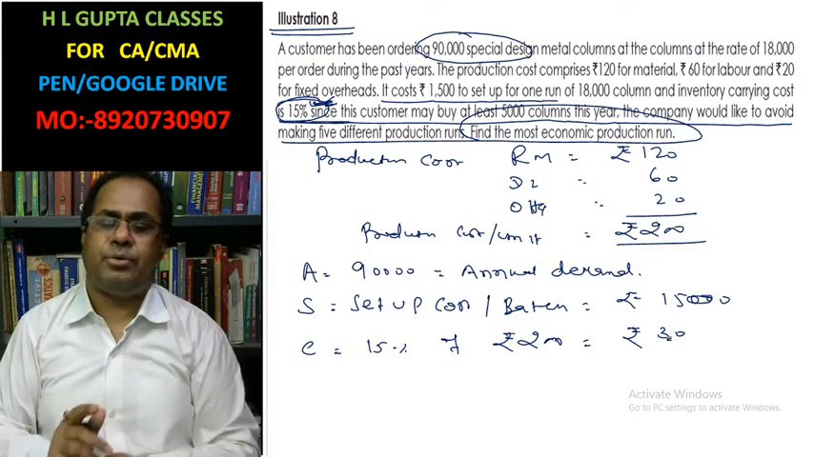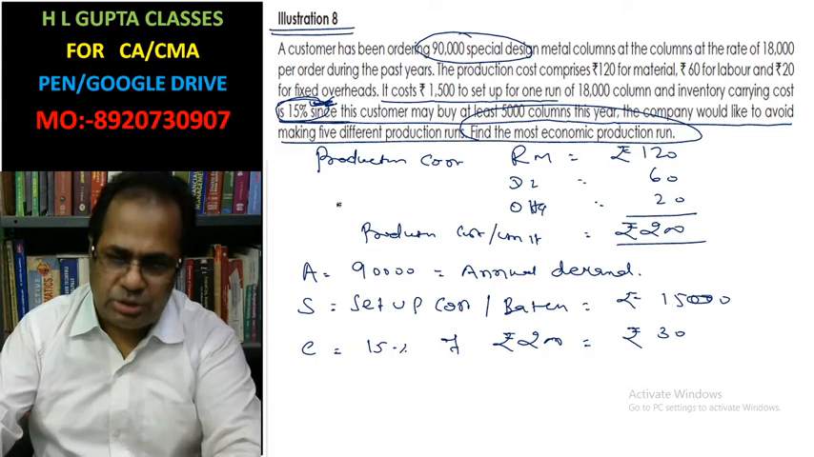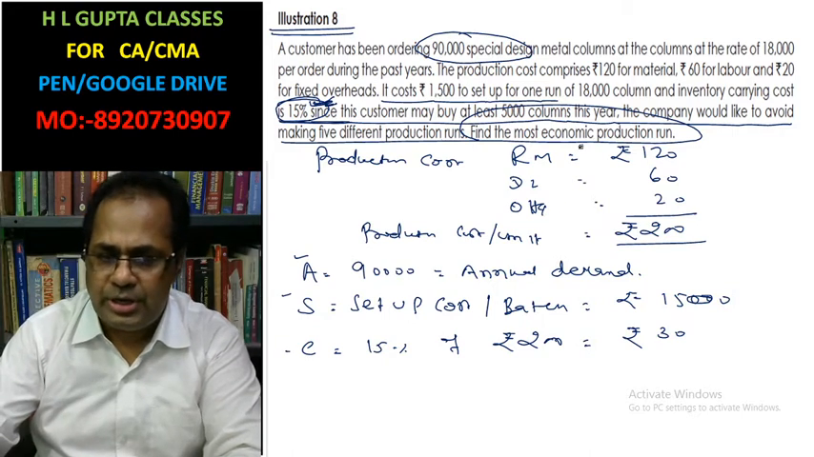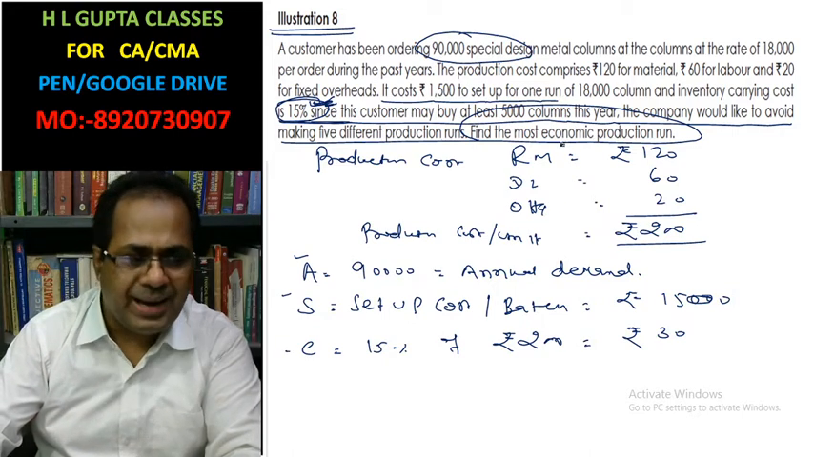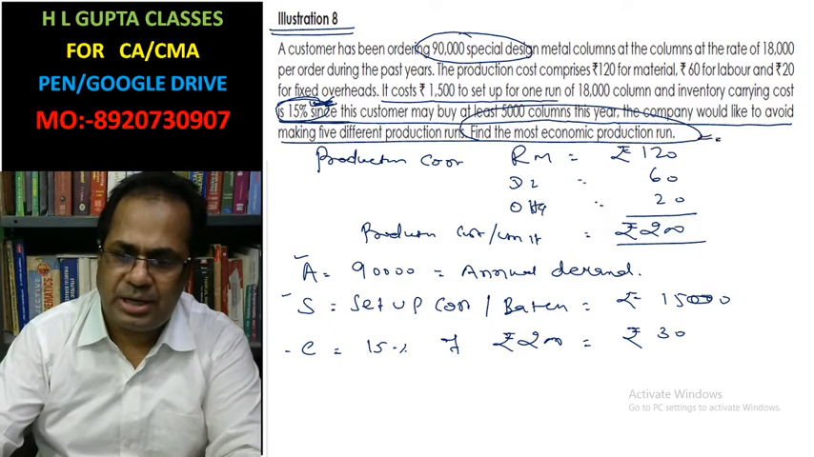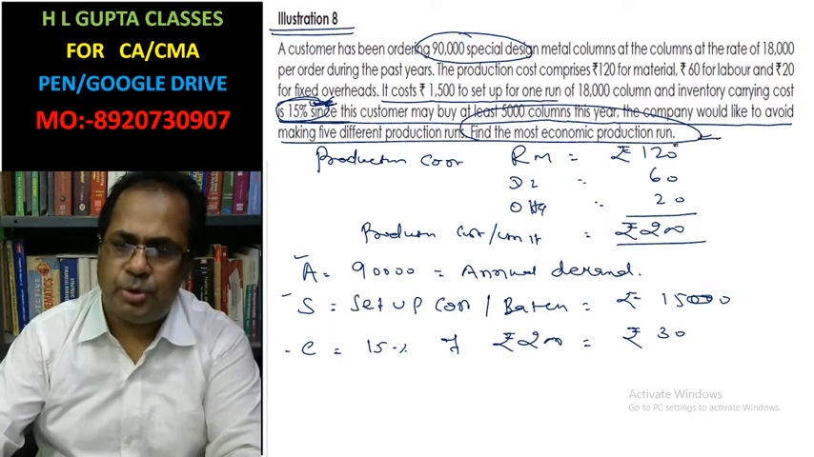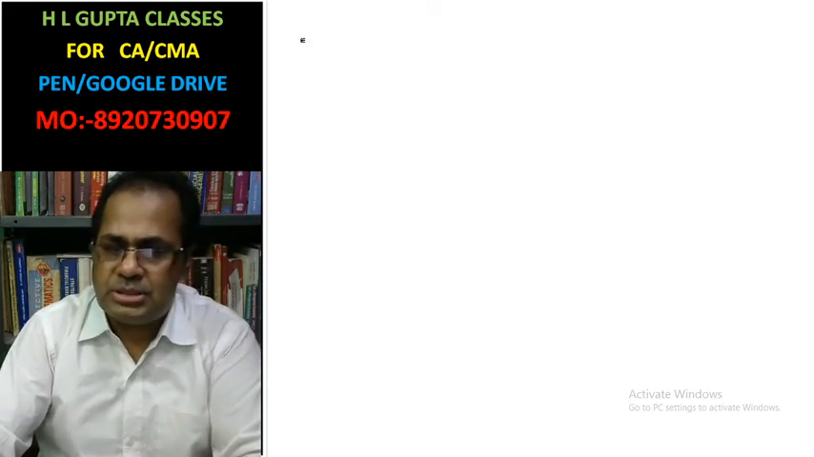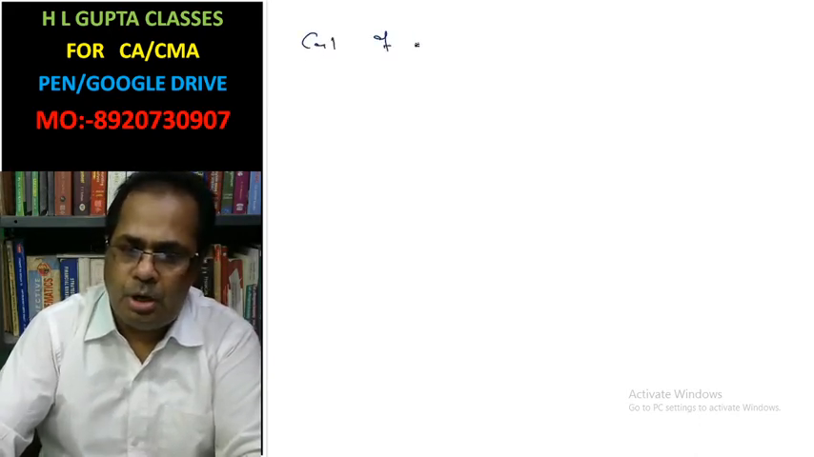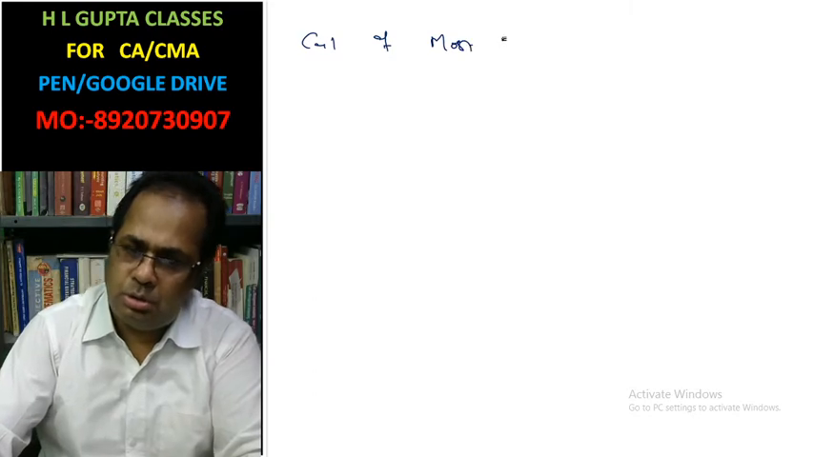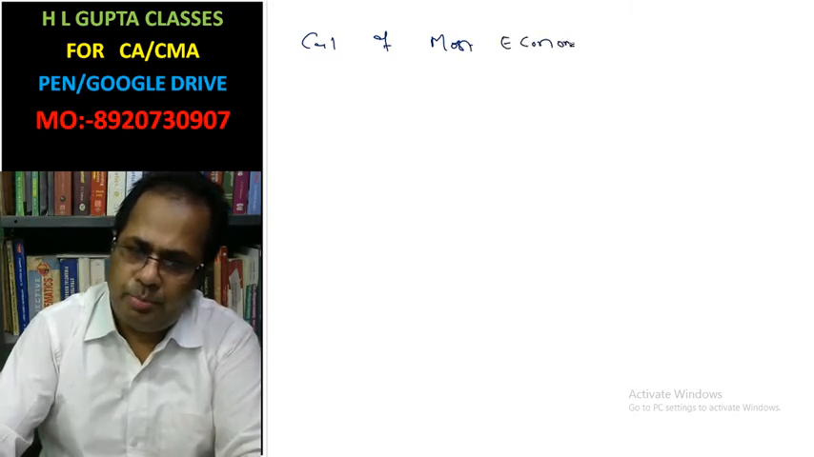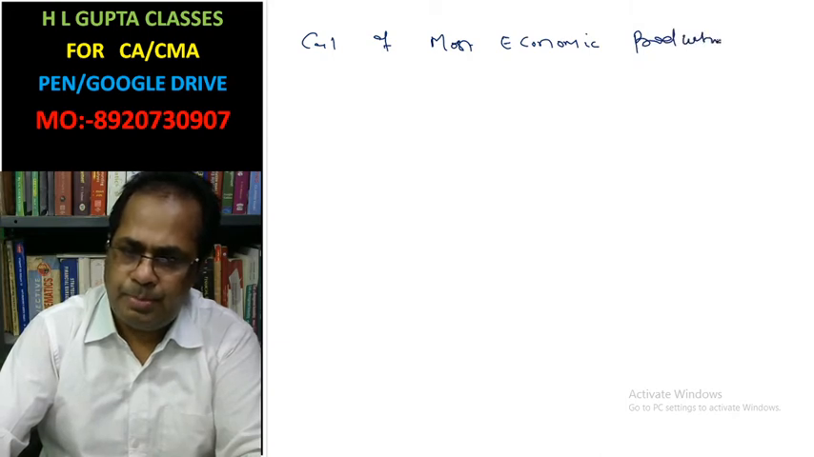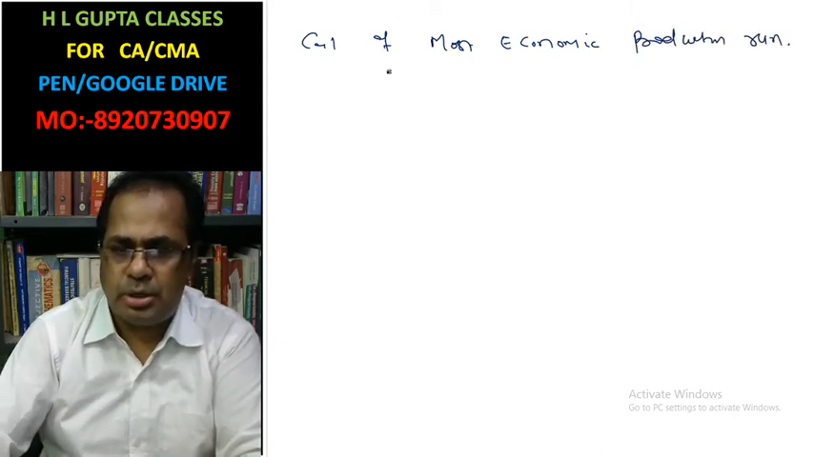Now we can calculate by using annual demand, setup cost and carrying cost. You can calculate the economic batch quantity. Most economic production run will be the most economical production run. Calculation of most economic production run.